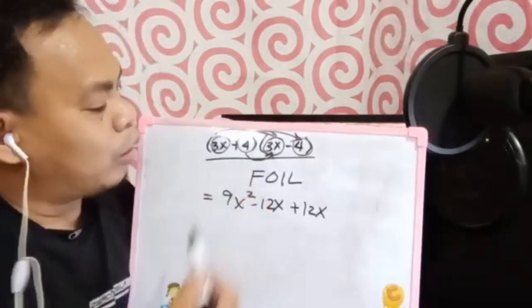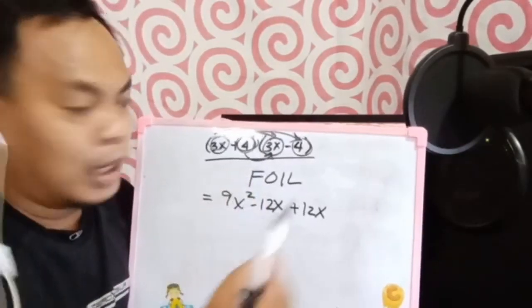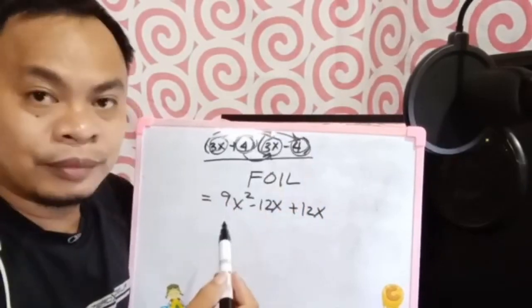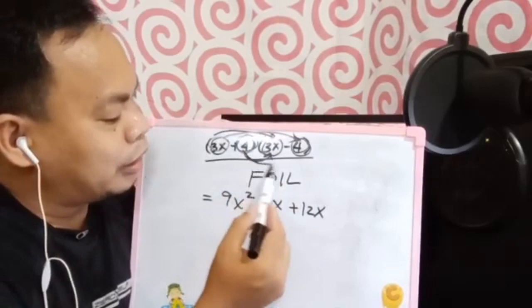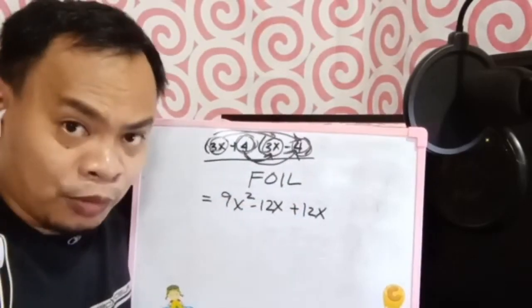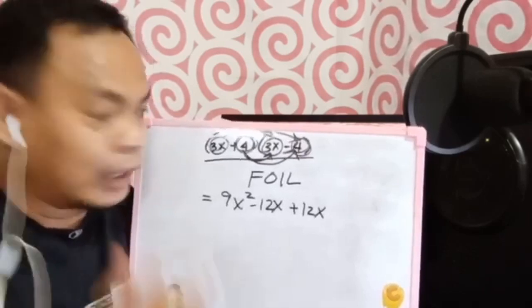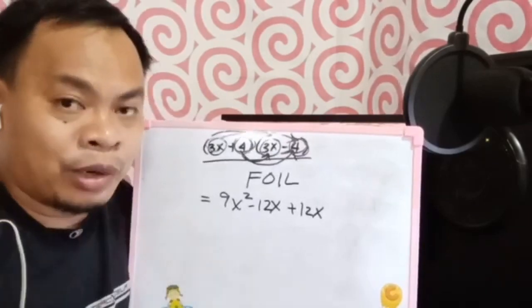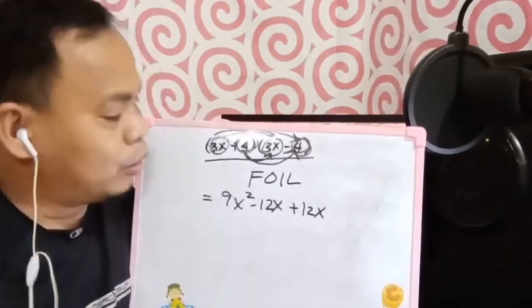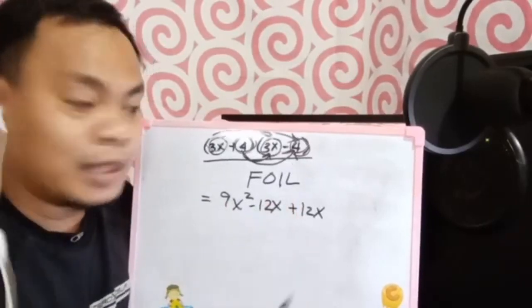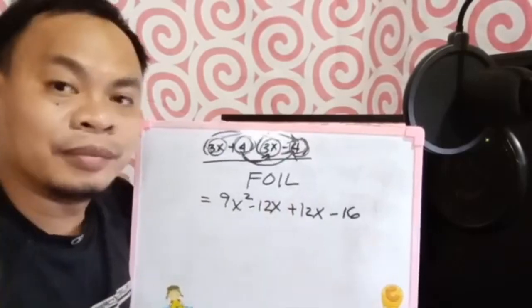And L, last terms. For this part here, our last term is 4. And for this part here, our last term is negative 4. Okay, so we have to multiply positive 4 times negative 4. Always remember that if we multiply different signs, like positive multiplied by a negative number, the result is negative. So therefore, positive 4 times negative 4 is negative 16.